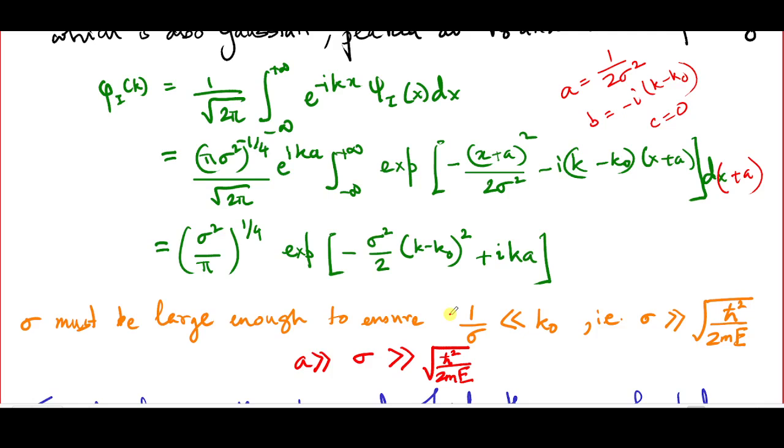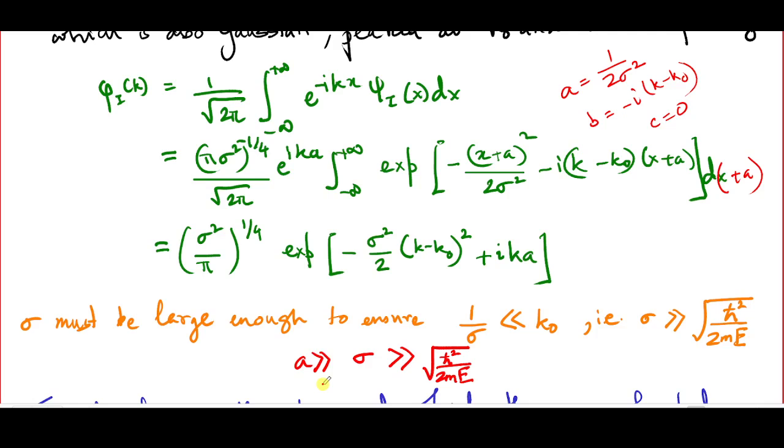So we have two apparently contradictory demands. Sigma must be much smaller than a and must be much bigger than 1 over k naught. However, this contradiction is really not a problem simply because the microscopic world is very tiny, and compared to that, a, which is typically a macroscopic distance, even if it's as small as a millimeter or a micrometer, the distance from which the wave packet comes and hits the step, this condition can be easily satisfied.